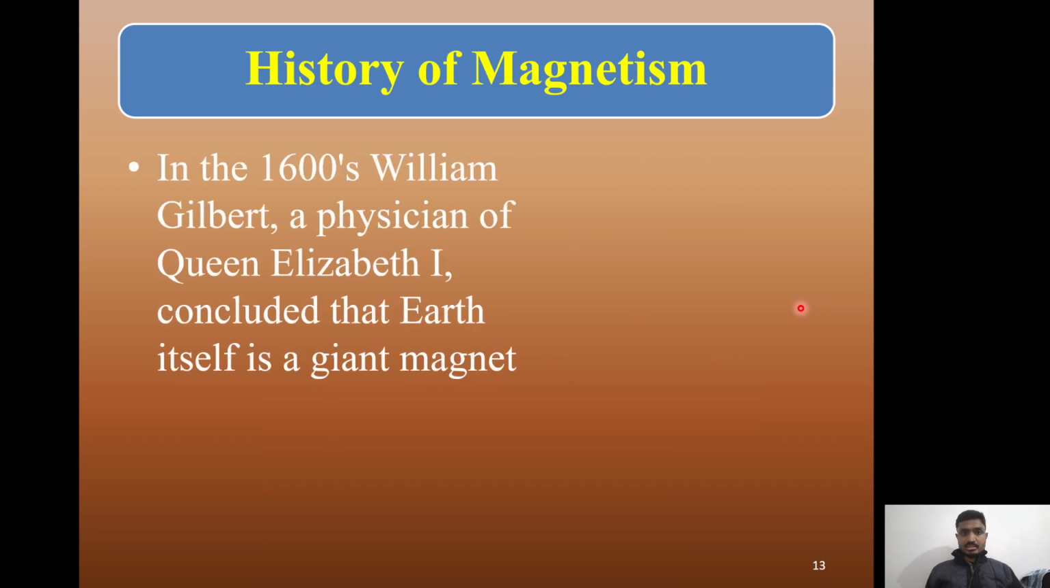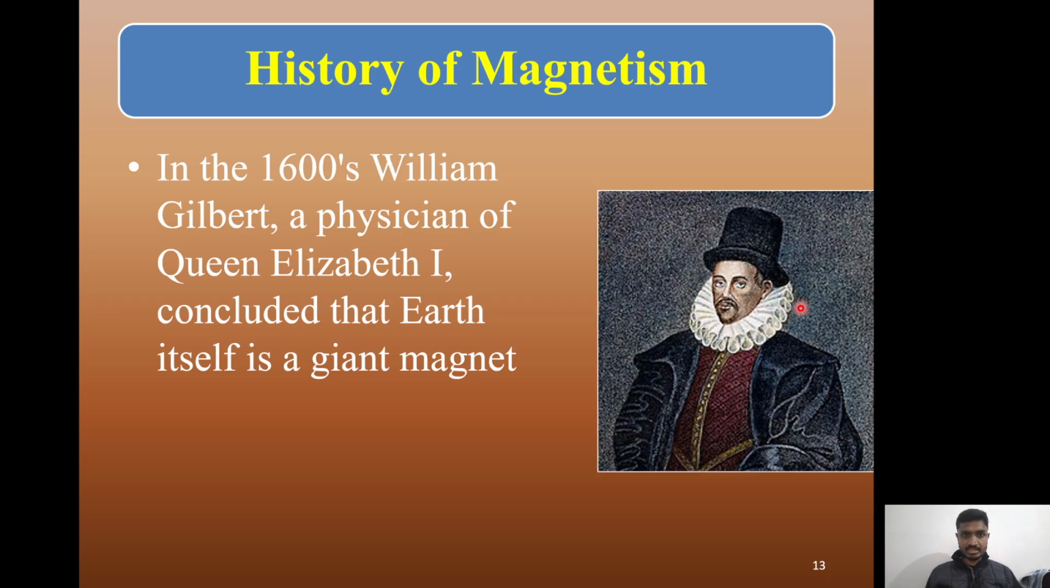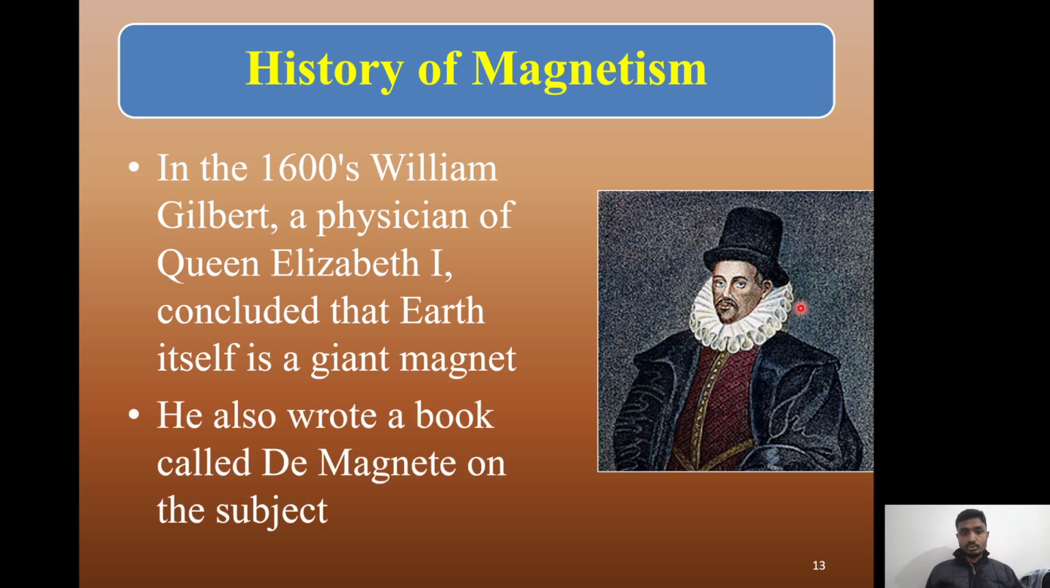In the 1600s, William Gilbert, a physician of Queen Elizabeth I, concluded that Earth itself is a giant magnet. He also wrote a book on this subject called The Magnet. You can find a copy and read it. It is very interesting. He was the first person who said that Earth itself is a magnet.